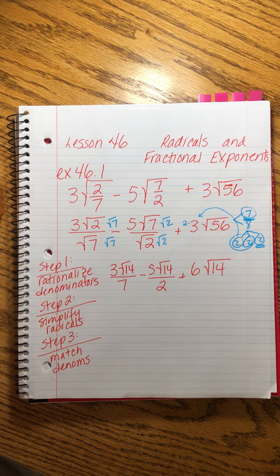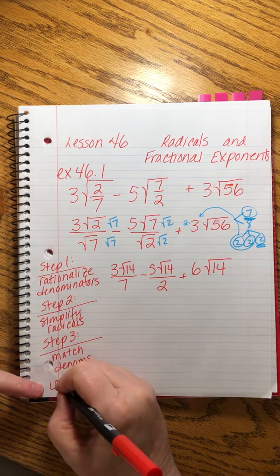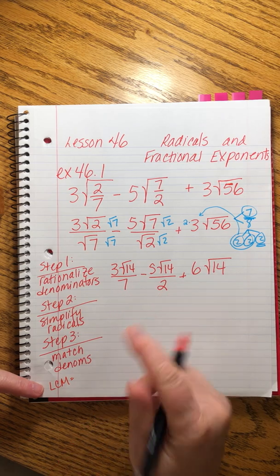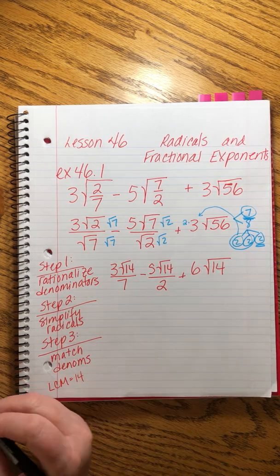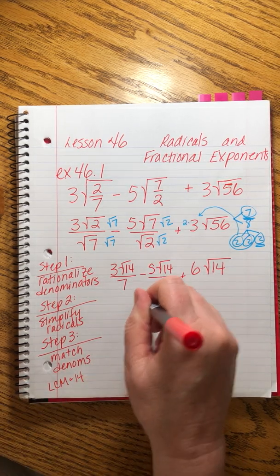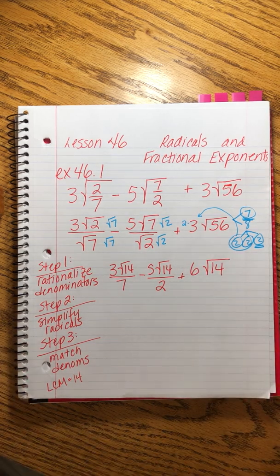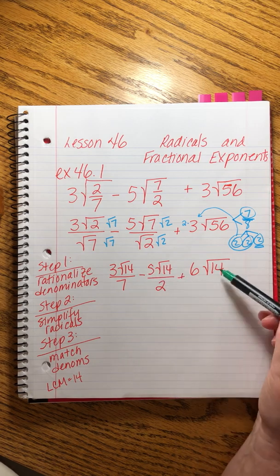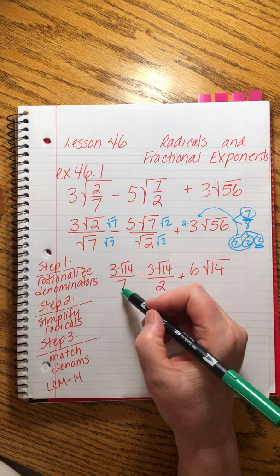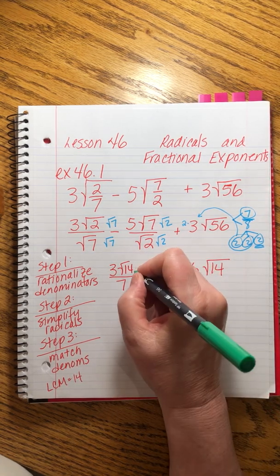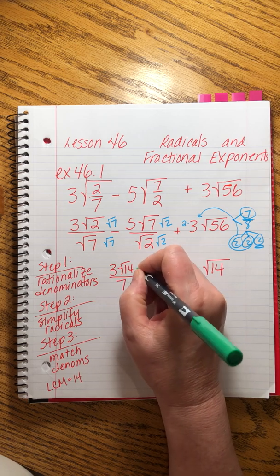Okay, so now what we're going to do is we're going to find the least common multiple. It's just like we always do whenever we need to make denominators match. We find the least common multiple. This time it's 14. And we're going to have to multiply every single one of these top and bottom because we can't combine them until the denominators match. We also need to have the radicals match, but that's looking good. So this one, if our LCM is 14, then this one needs to be multiplied by 2 over 2.